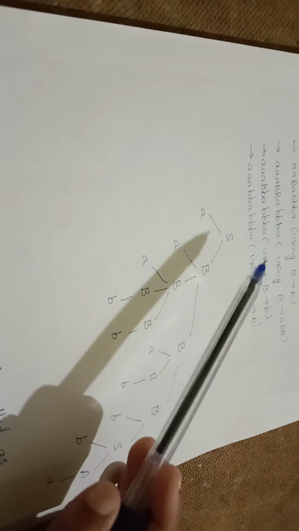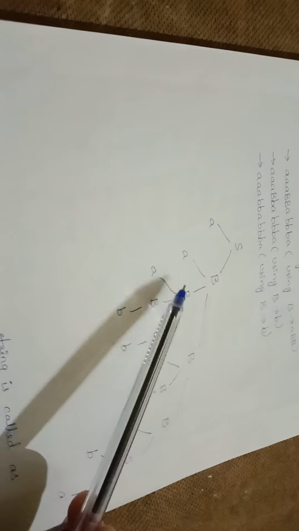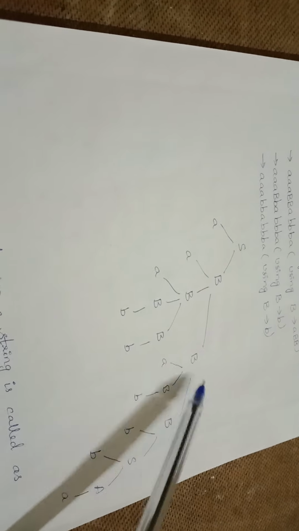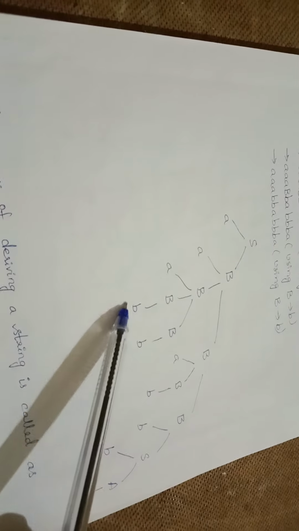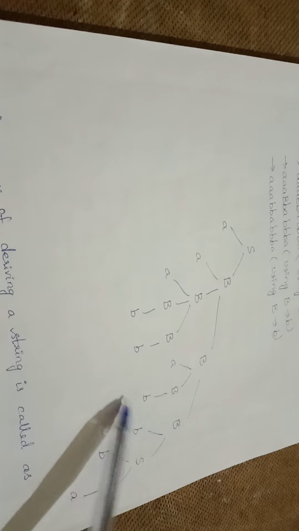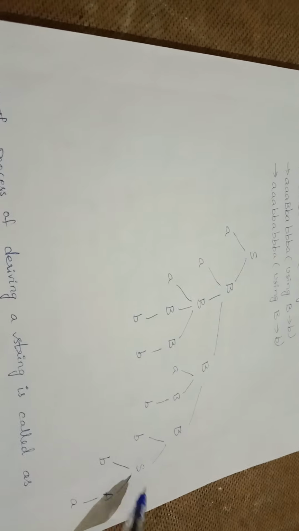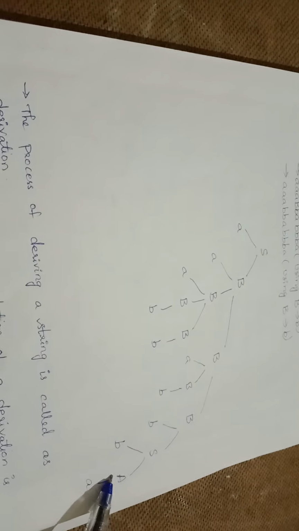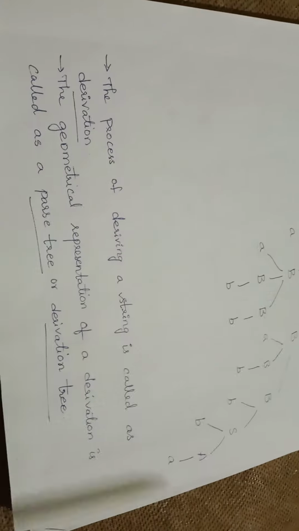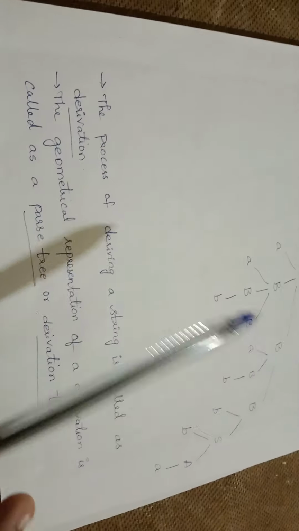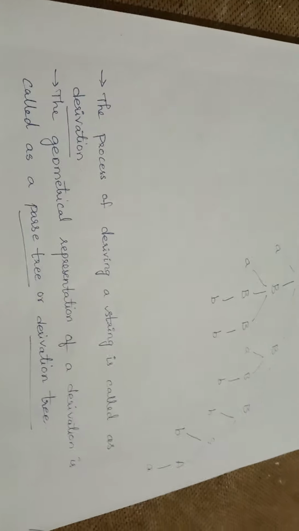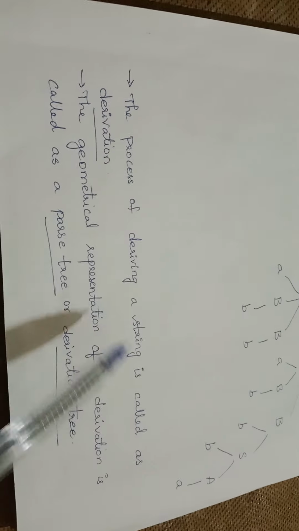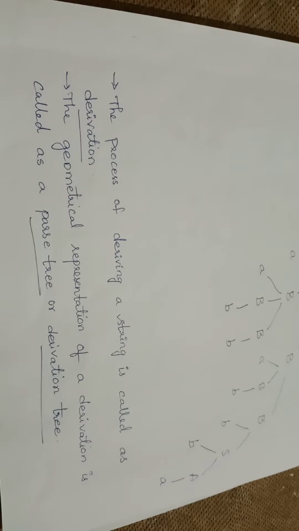So based on this you need to construct this parse tree also, that is S tends to AB, B tends to ABB, and B tends to ABB, B tends to ABB, B tends to B, B tends to B, B tends to B, B tends to BS, S tends to B, S tends to A, and A tends to A. So the process of deriving a string is called the derivation, and the geometrical representation of the derivation is called a parse tree or a derivation tree.